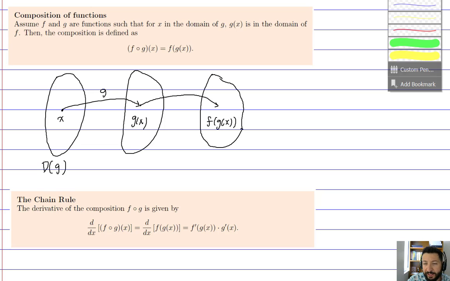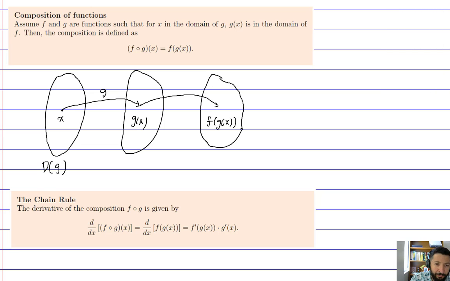Now, there is a function that takes us directly from this x here to this number here, f of g of x, and we call that function the composite function. We write it as f circle g, which would be the function g followed by f. That's another way of reading it. You read from right to left because the first function you'd be applying is the function g.